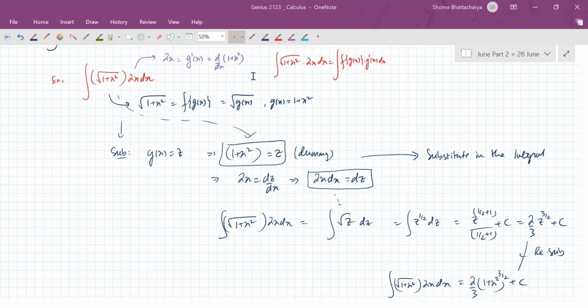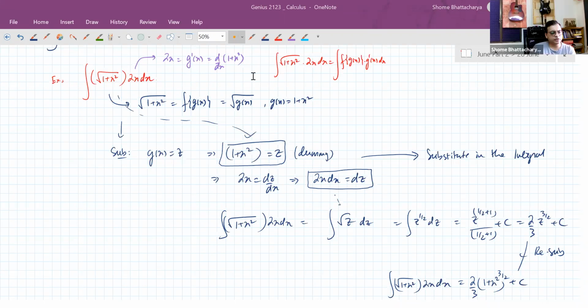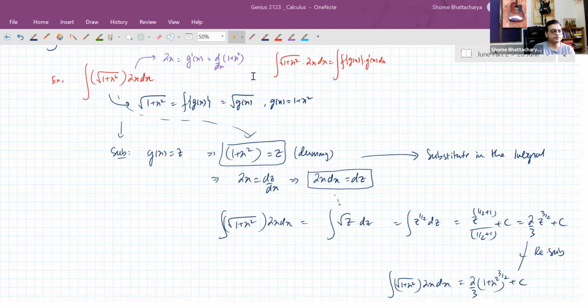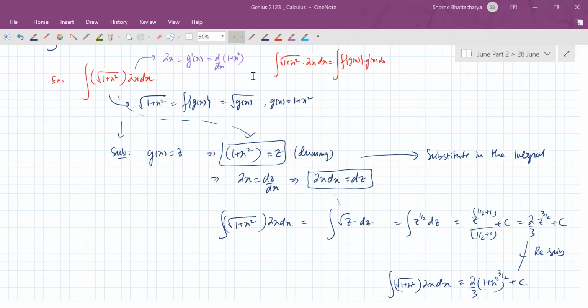So how did you get 2x as the derivative of 1 plus x square? Yes, sir. We differentiate 1 plus x square. We are just differentiating. Think of it like the opposite. Now I've written 1 plus x square as z. So z is equal to 1 plus x square. So what is dz by dx? It is the differentiation of 1 plus x square. Yes, sir.